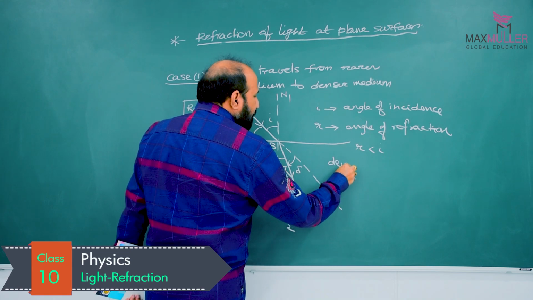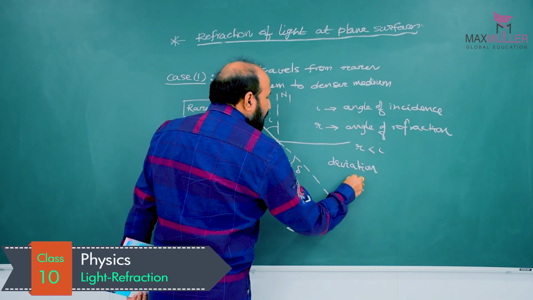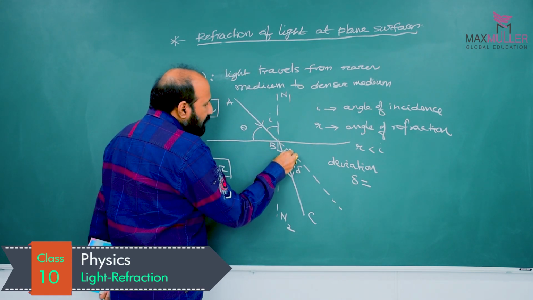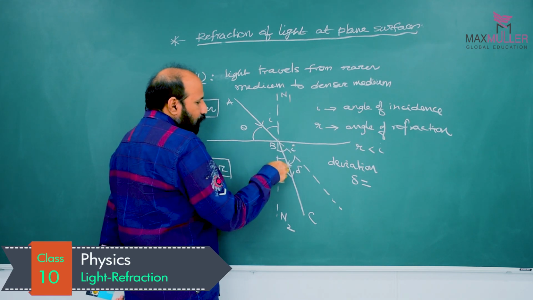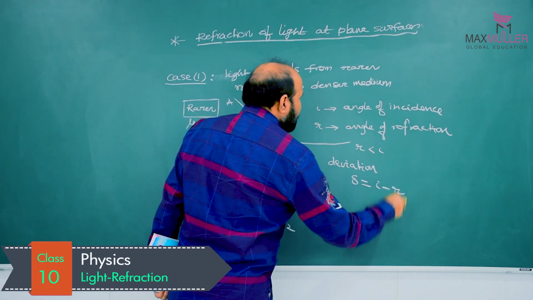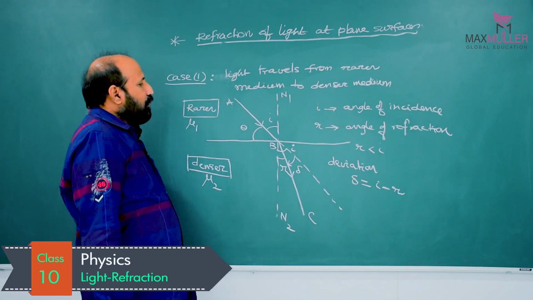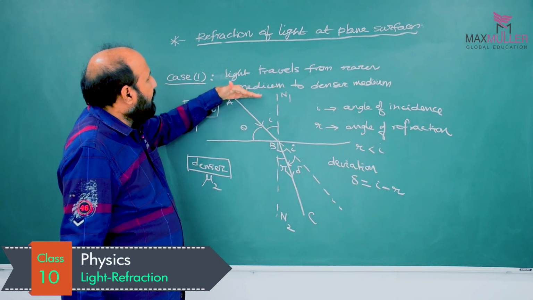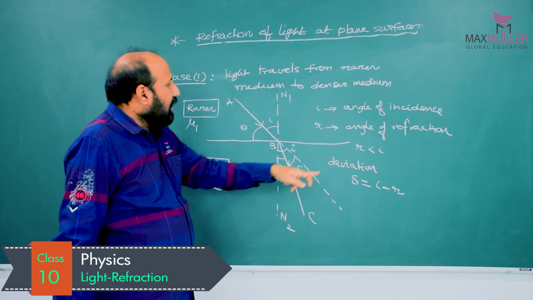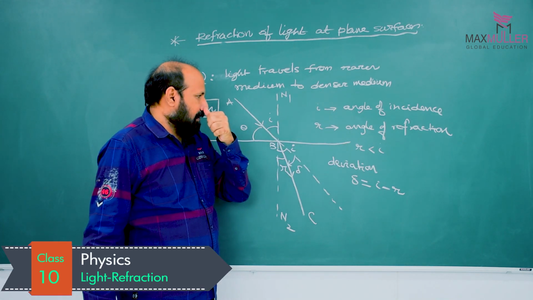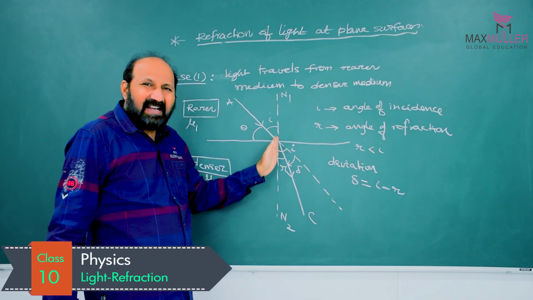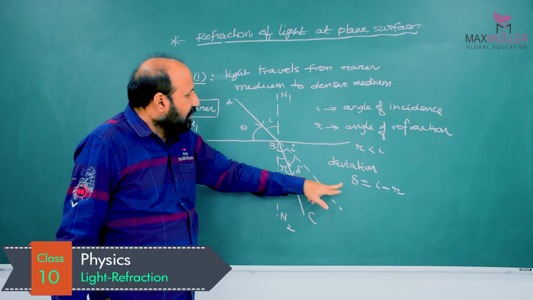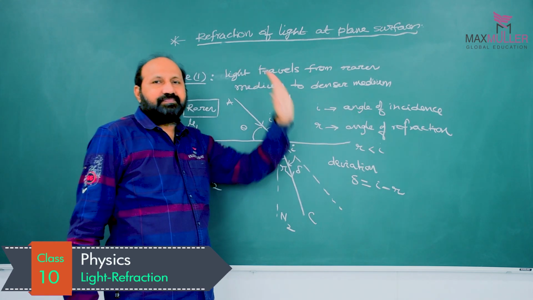So deviation delta is equal to, these 2 are opposite angles, therefore this is equal to I, therefore delta is equal to I minus R. So therefore, you can observe different conditions. When light travels from rarer medium to denser medium, angle of incidence is greater than angle of refraction. Therefore, R is less than I since the ray bends towards the normal. Therefore, the deviation produced in the ray is delta is equal to I minus R.